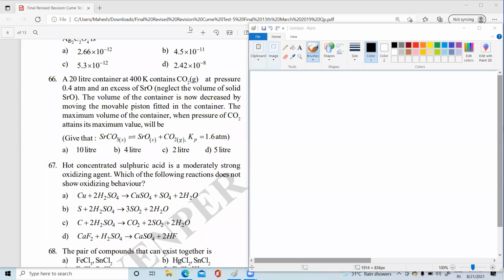Next, students, question number 66. A 20 liter container contains CO2 gas at a pressure of 0.4 atm. So 20 liters is the volume V1, and the pressure P1 is 0.4 atm. Then the volume of the container is decreased by moving the mobile piston fitted with the container. They are asking for the value of the volume when the pressure of CO2 attains its maximum. So Kp is the P2, equal to 1.6 atm.